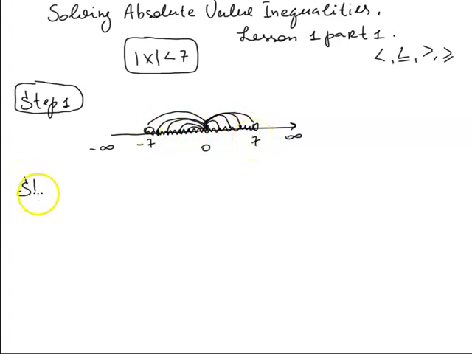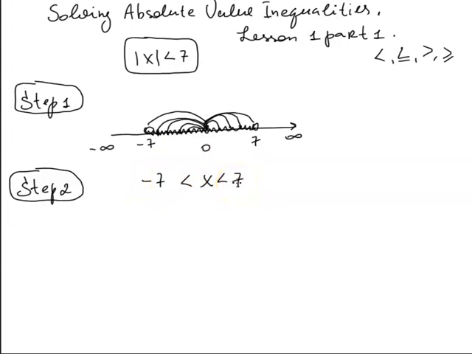So step 2, now we can actually unlock the gates. I call the absolute value bars the gates. We can unlock the gates and say, okay, the numbers we're looking for are sitting between negative 7 and 7.